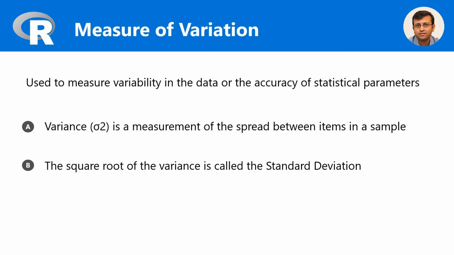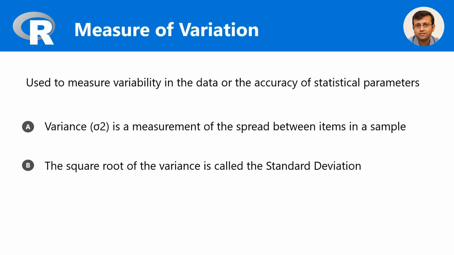Variance in statistics is a measurement of the spread between numbers in a data set. That is, it measures how far each number in the data set is from the mean, and therefore from every other member in the set. The standard deviation is a statistic that measures the dispersion of the data set relative to its mean and is calculated as the square root of the variance.